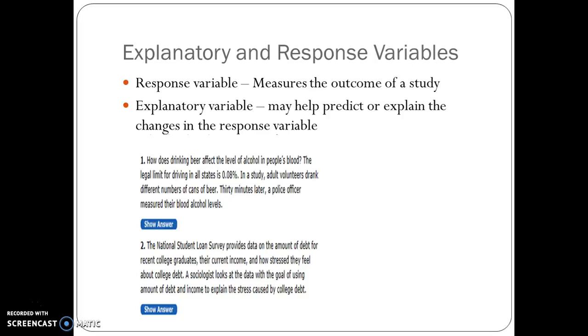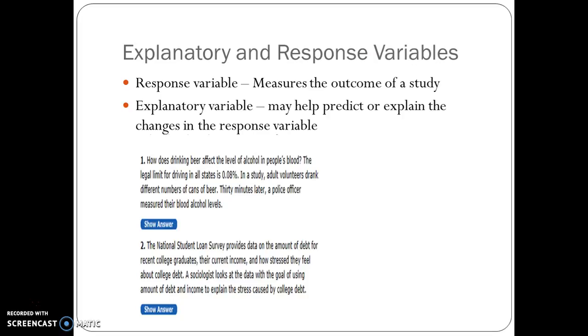So here's two quick questions. How does drinking beer affect your alcohol level? The legal limit for driving in all 50 states is 0.8%. In a study, adult volunteers drank different number of cans of beers. 30 minutes later, the police officers measured their blood alcohol level. Which one is going to be the response variable? Which one's the explanatory? Write that in your notes.